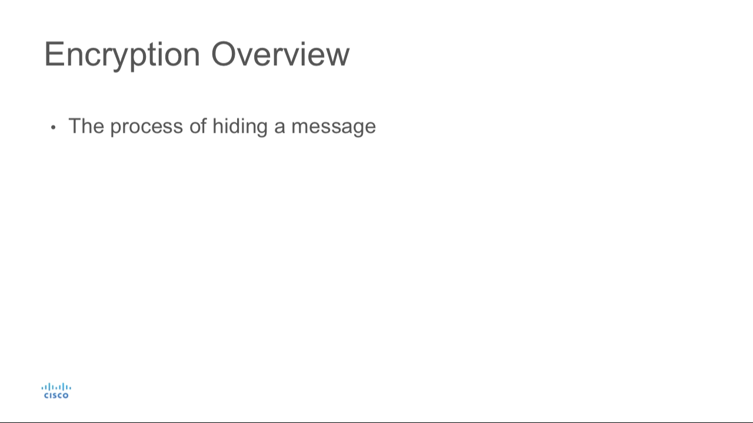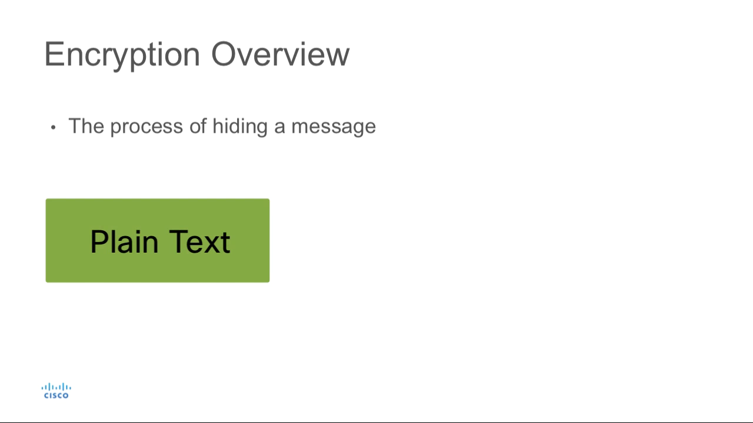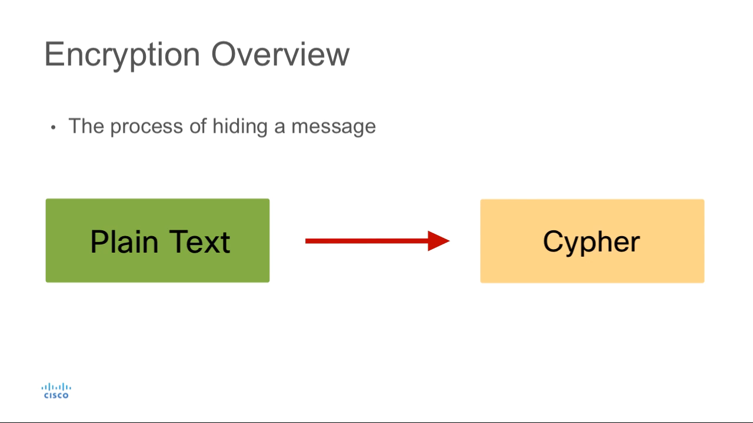Well, what is encryption? Encryption is the process of hiding a message. The idea here is that we're protecting it from onlookers. We don't want people to be able to read our data. So with encryption, we're going to take plain text data and convert it into ciphertext, and this is the ultimately disguised message that we're talking about here.